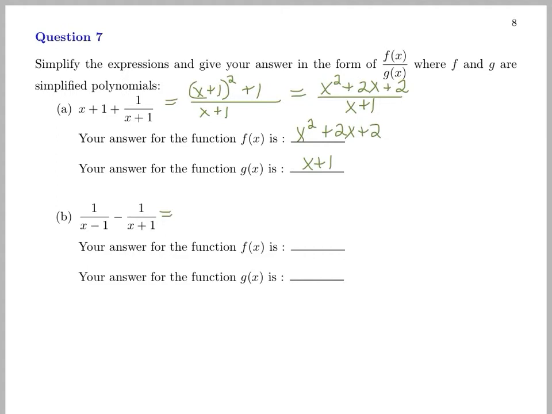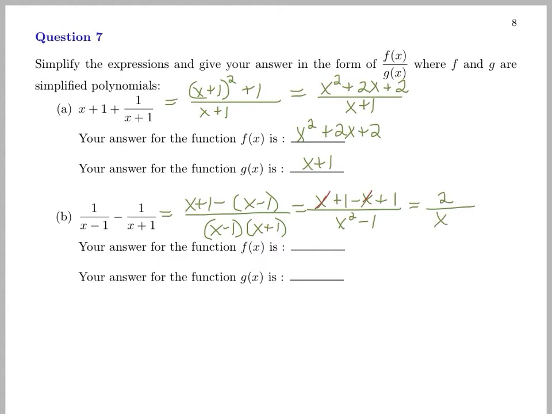And then this one, we also need a common denominator. This is going to be x minus 1 times x plus 1. And then we're going to have x plus 1 minus x minus 1. So we're going to have x plus 1 minus x plus 1 over x squared minus 1. The x's cancel. And so this is just 2 over x squared minus 1. So the numerator is 2, and the denominator is x squared minus 1.